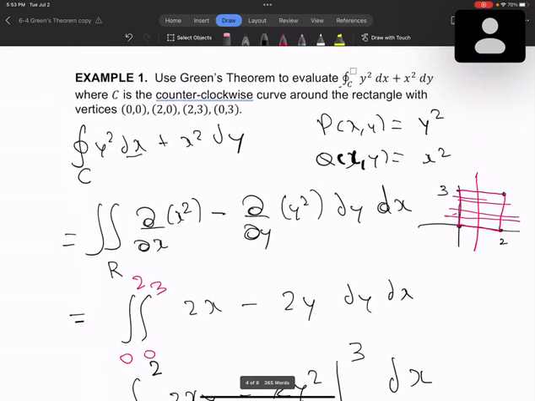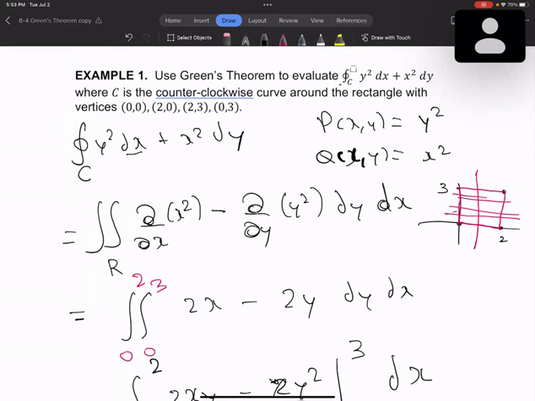Look at this. If I want to do this integral the other way, I will have to parameterize the curve. So how do I parameterize the curve? This line is 3x. This line is 2y. This line is x equals 0. And this line is y equals 0.